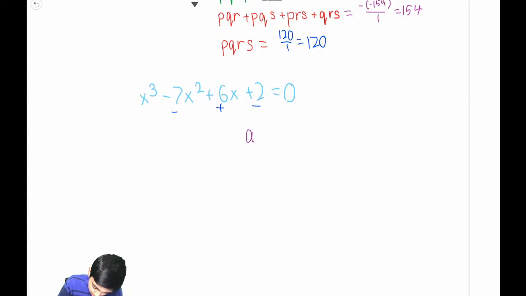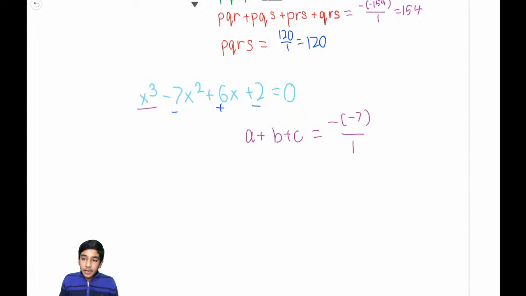We have a plus b plus c, the sum of the 3 roots, which will be the negative of negative 7 divided by 1, the coefficient of the x cubed term. You know why I keep dividing by 1? Because I'm dividing by the coefficient of the x cubed term. This will be 7. Some of you are getting confused by what pairwise means. Basically, you have 3 roots, and you take a times b, a times c, and b times c. So you take ab plus ac plus bc. That's what pairwise sums means.